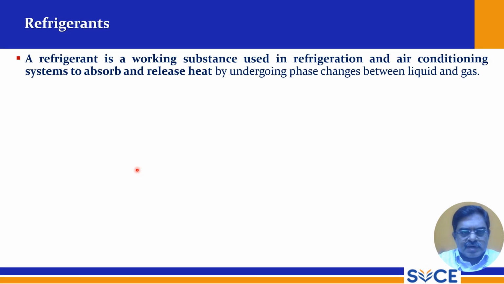So here refrigerants, what is actually a refrigerant? A refrigerant is a working substance used in refrigeration and air conditioning systems to absorb and release heat by undergoing phase changes between liquid and gas. So this is the actual refrigerant definition.